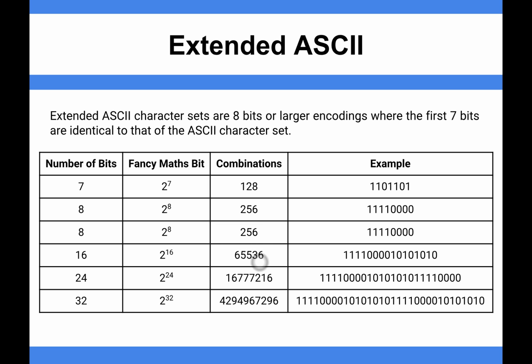So you can start to see that that is a lot of characters: different languages, different symbols, all sorts, mathematical symbols, whatever. Then 24 bits, I don't even know how big that number is, 16 million characters, and then 32 bits. That's just crazy. Okay, so you can see why these extended ASCII character sets exist.